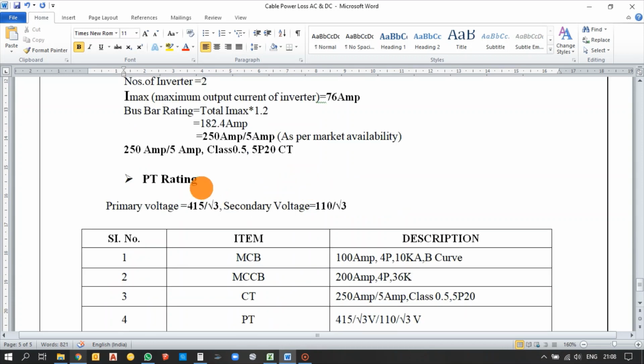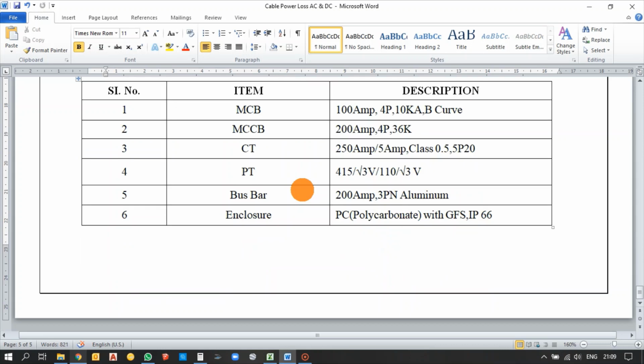And going with PT rating, the voltage is considered for the PT selection. So 415 volt by root 3, and the secondary is 110 volt. Depending upon the requirement, you can select the PT. And the main items, we will be seeing one by one.